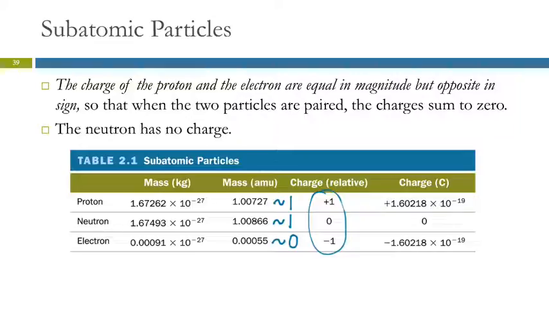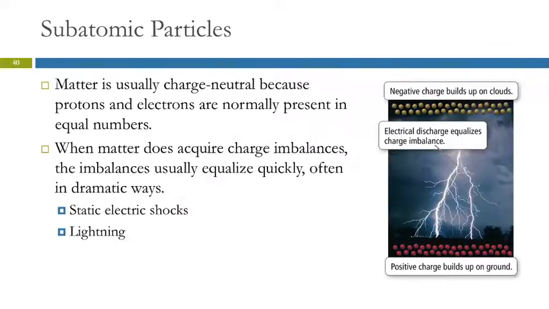Any questions? When we talk about charges in general chemistry, we're dealing with relative charges. Matter is usually charge neutral. Most objects do not have an electrical charge on them. And that's because in most matter, there's an equal number of protons and electrons, and so there's no charge.